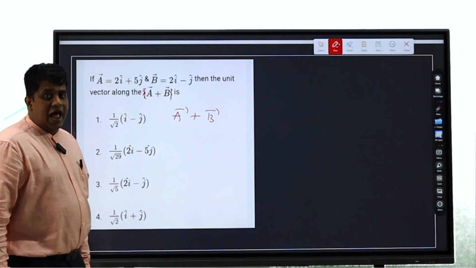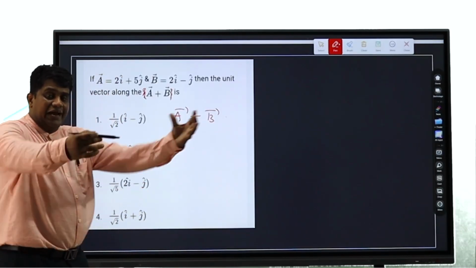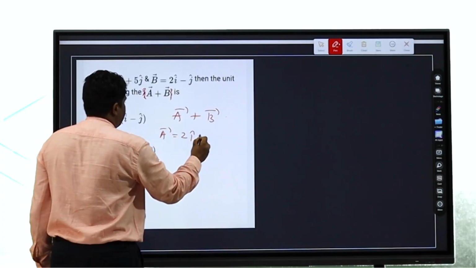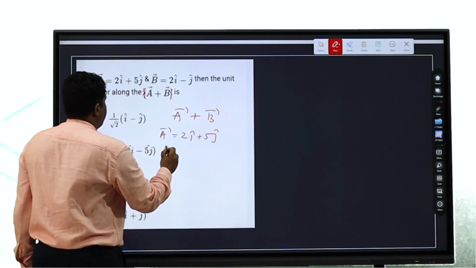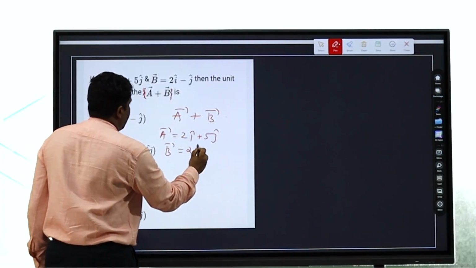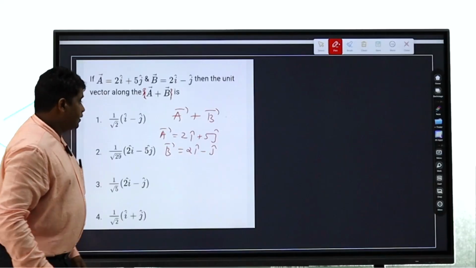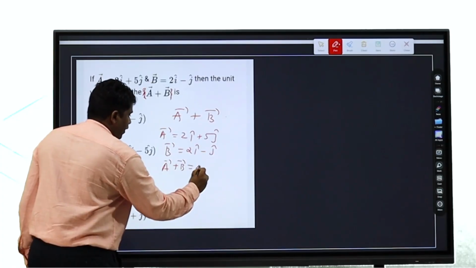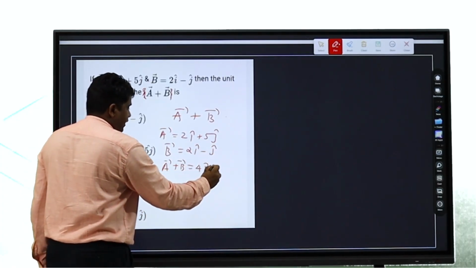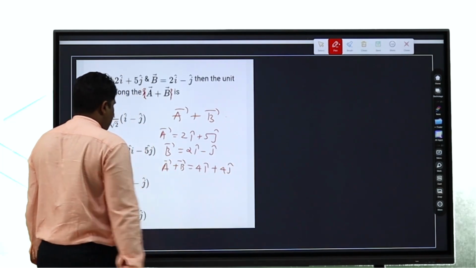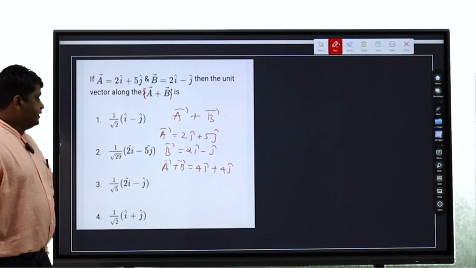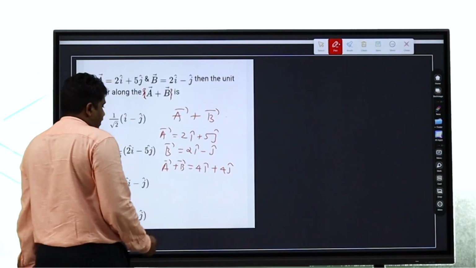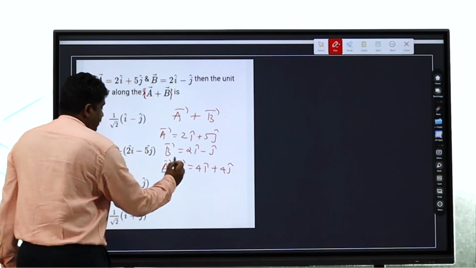Adding two vectors is nothing but adding scalar components. A is equal to 2i plus 5j, and B is equal to 2i minus j. Then A plus B is equal to 2 plus 2, 4i, and 5j minus j, 4j. Okay, then how can we find the unit vector along the direction of this vector?